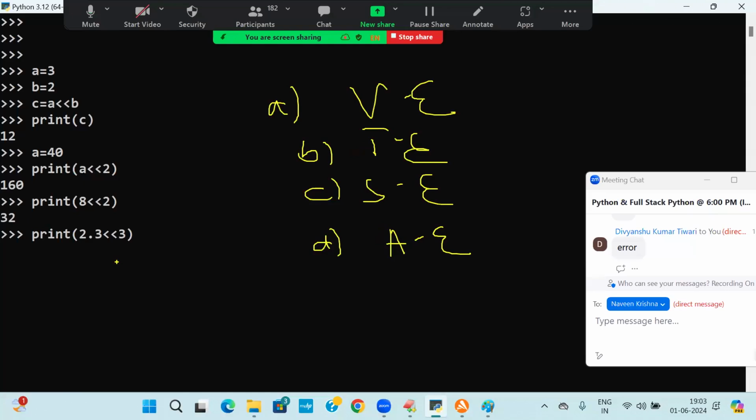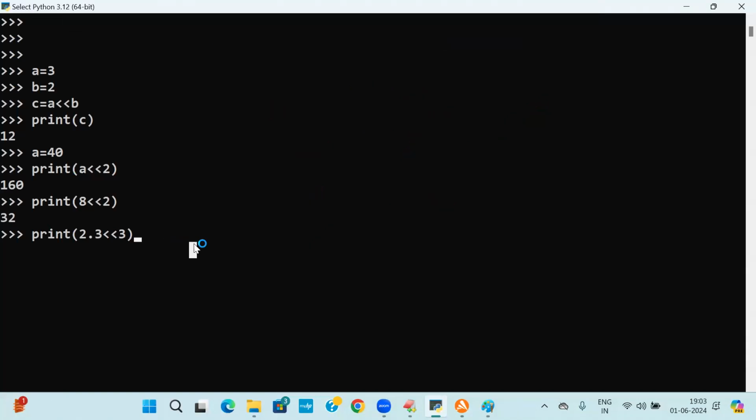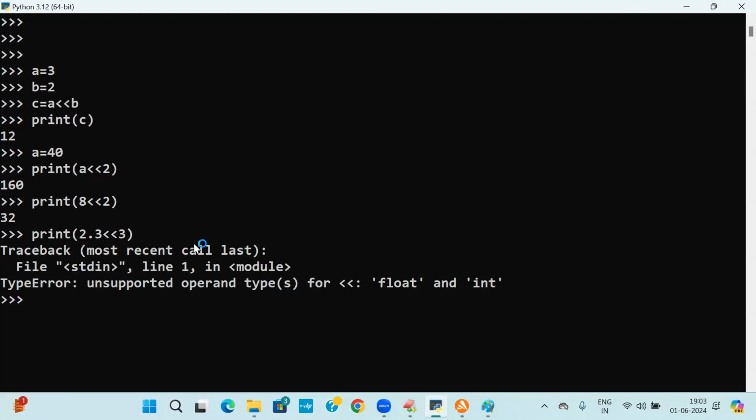Good, you are getting it slowly. What is the answer? Value error? Wrong answer. The answer is type error. It is not applicable on float data. If you apply it, it is completely the wrong type. So it is called a type error. Everybody knows that it is an error.